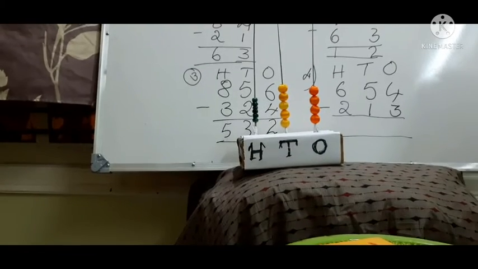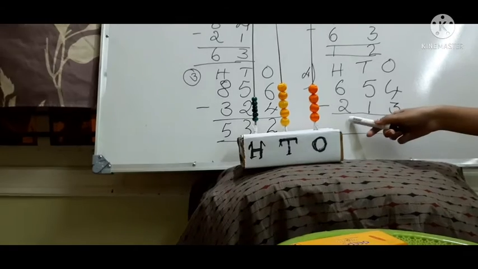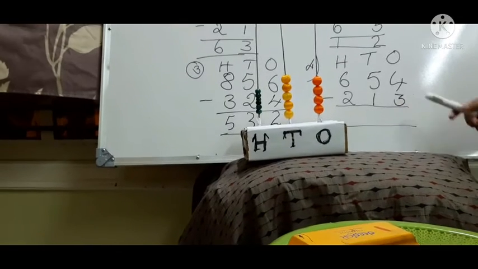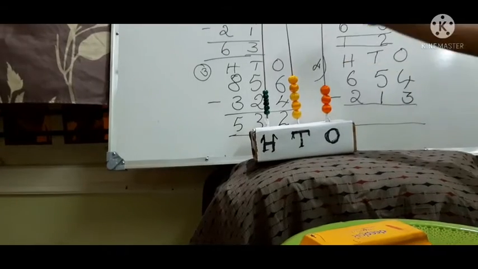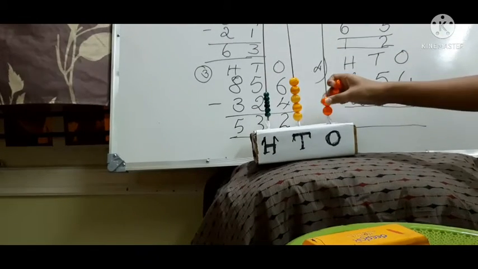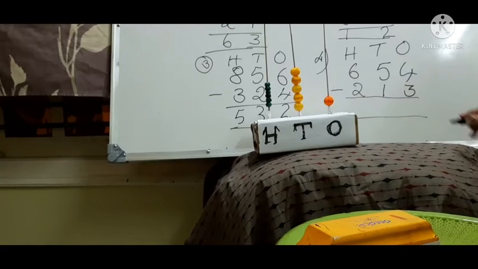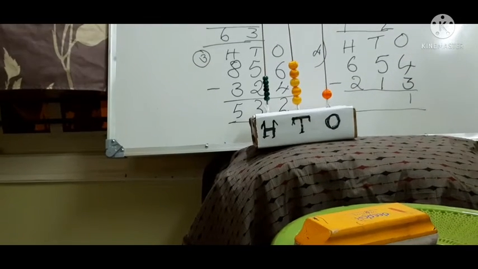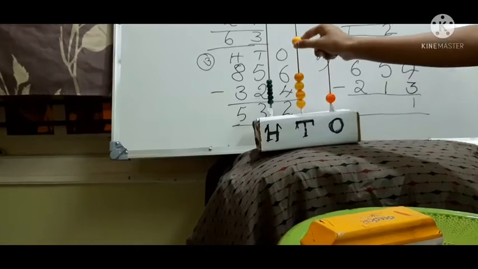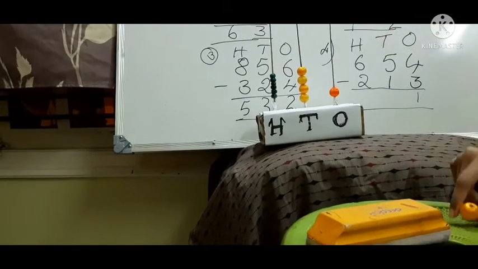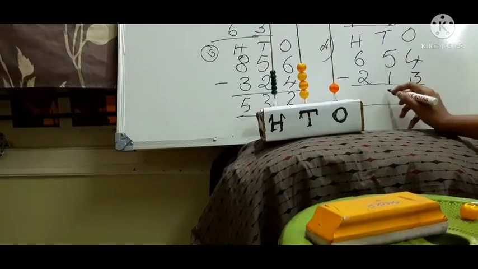Now we are going to subtract 654 minus 213. 4 minus 3. Now we have to take out 3 beads. Then how many are remaining? 1. 4 minus 3 is 1. Next, 5 tens minus 1 ten. Then we have to take out only 1 bead. How many tens are remaining? Now 4 tens. 5 minus 1 is 4.